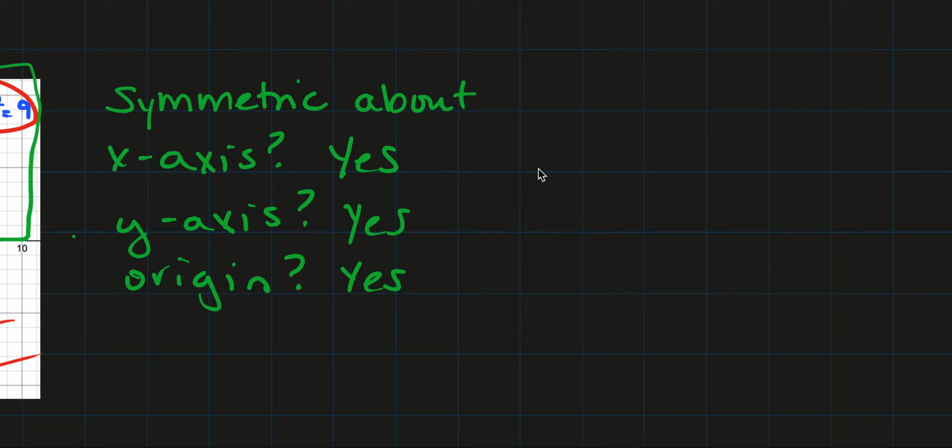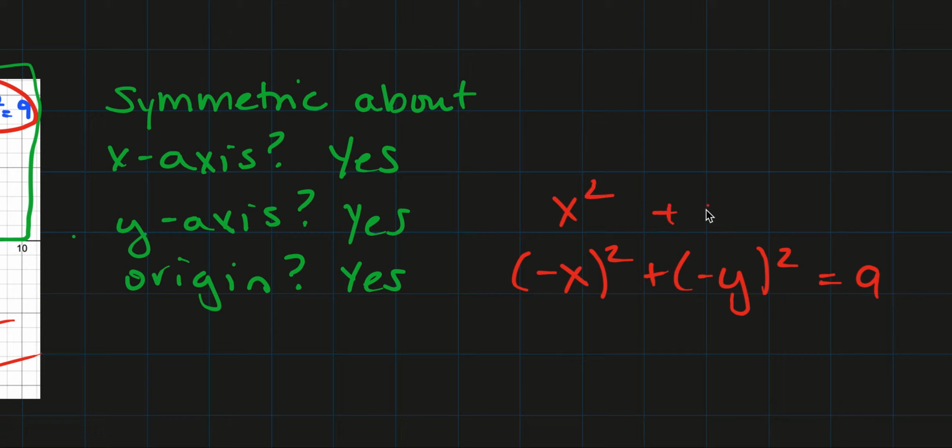For the y-axis, you plug in negative x for x. And this will become x squared, and you get the original equation. For the origin, you plug in negative x and negative y. But you see this becomes x squared and this becomes y squared, and you get the original equation. So it is symmetric about the x-axis, y-axis, and the origin.